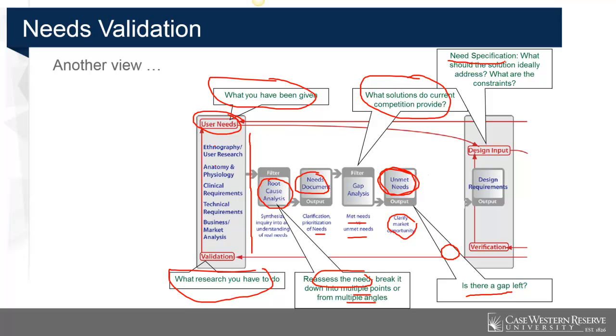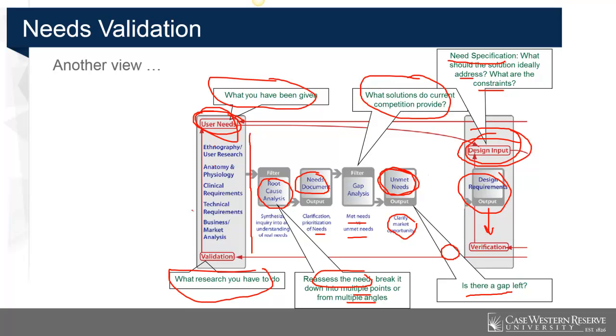What this does then is we go back to the need specification, which is the follow-on to the need statement. And the need specification is saying, what should the solution ideally address? What are the constraints? Now we start to translate the user need, which was the upper left-hand corner of the waterfall process, into the design input. And this is where our design requirements come from, and it, of course, leads to an output and a solution, and the solution is verified.